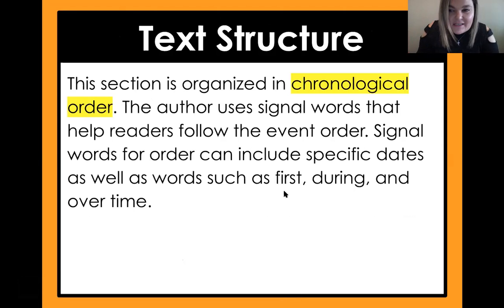So you might be asking, Miss Lawson, what in the world is chronological order? Well, here it is. Let me tell you. This section is organized in chronological order. The author uses signal words that help the readers follow the events in the order that they happen. So signal words for order can include specific dates and other words like first, during, and over time. So it's in chronological order. It's just telling us how things happen.